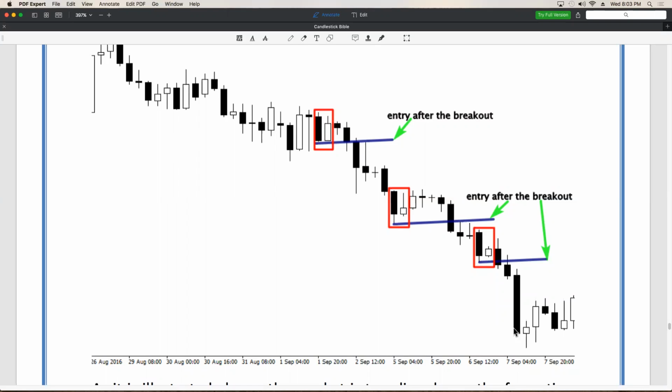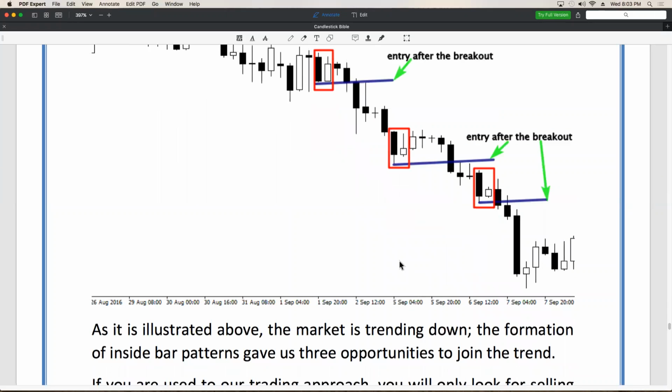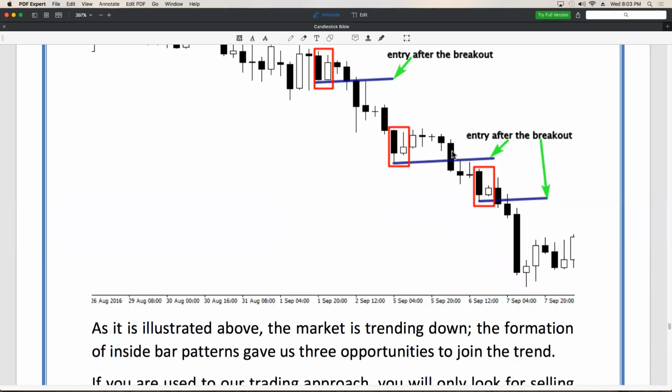So you're scalping, you're talking about scalping? Well, no, these could be a day candlestick. It could be a 4-hour candlestick, you know. But the thing is, you enter after this pattern.